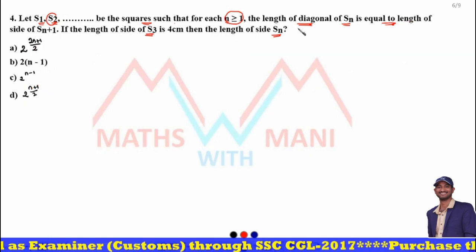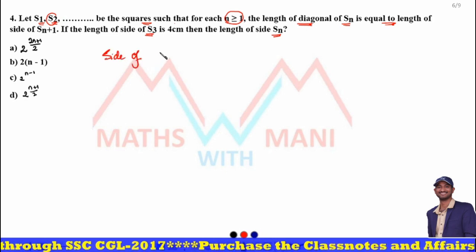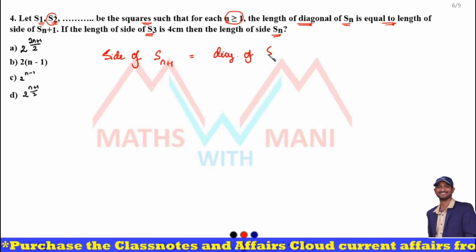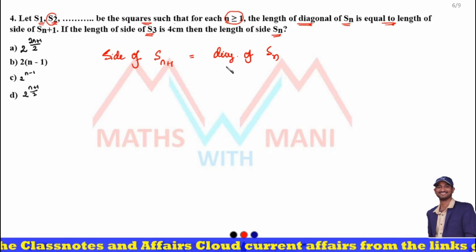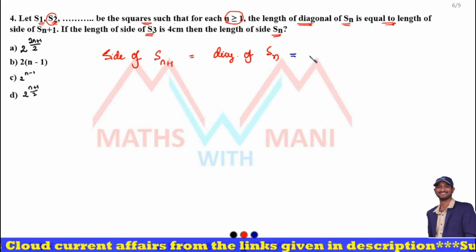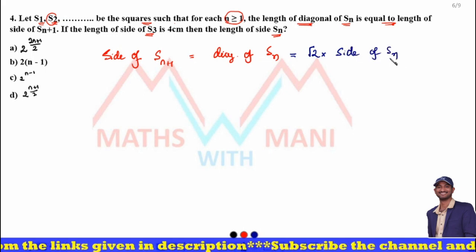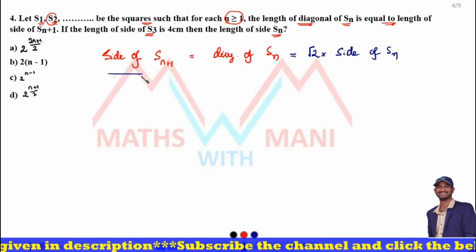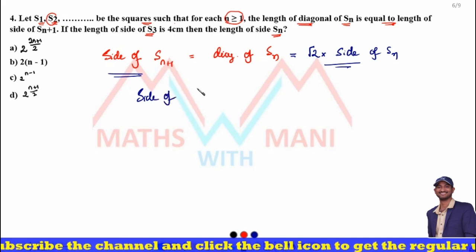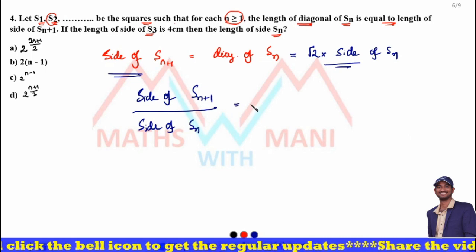The length of the diagonal of Sn is equal to the side of Sn plus 1. So the side of Sn plus 1 is equal to the diagonal of Sn. In place of the diagonal of Sn, I can write D equal to root 2 a, that means root 2 times the side of Sn. Now the side of Sn plus 1 is root 2 times the side of Sn. Then what is the value of the ratio of the side of Sn plus 1 to the side of Sn? It is equal to root 2.